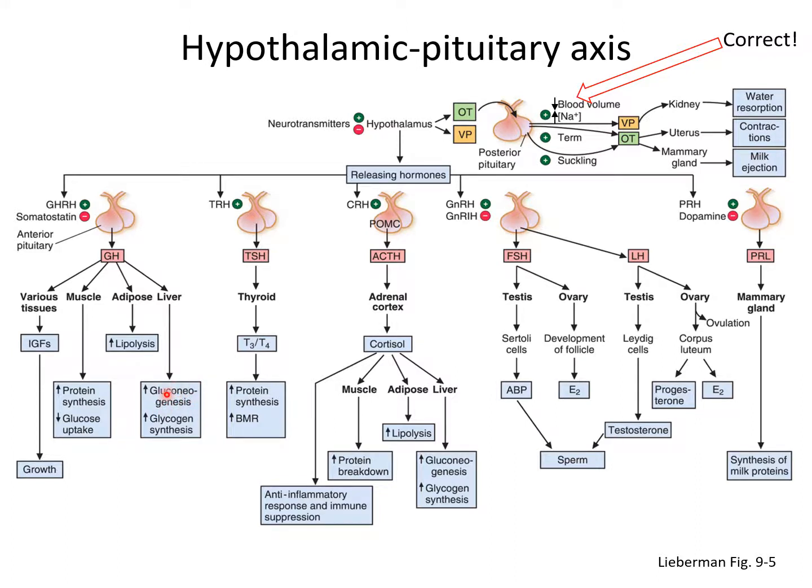So gluconeogenesis is kind of going as fast as it can. Those substrates build up, and then they kind of get forced down the glycogen synthesis pathway. I know it's kind of paradoxical, but that is in fact what happens. So this whole system here is inhibited by somatostatin.